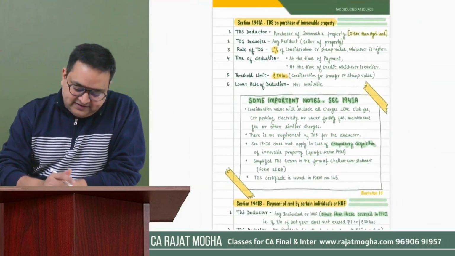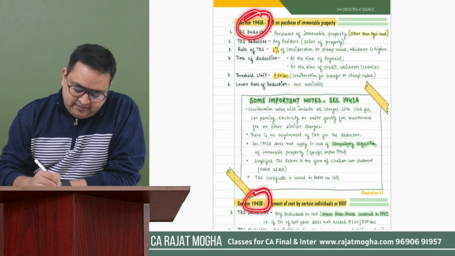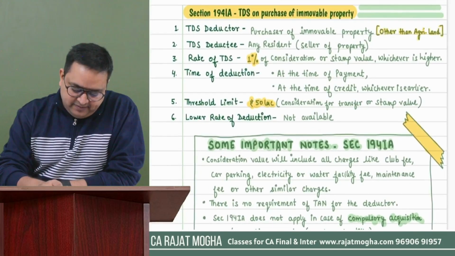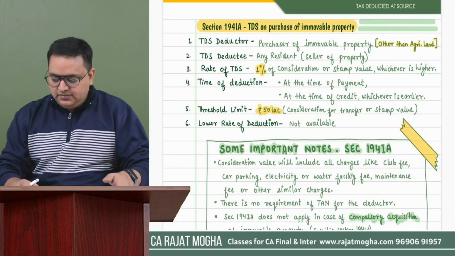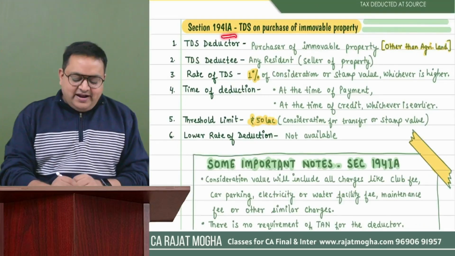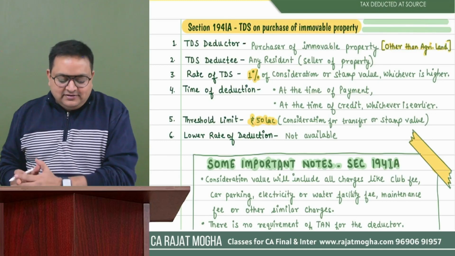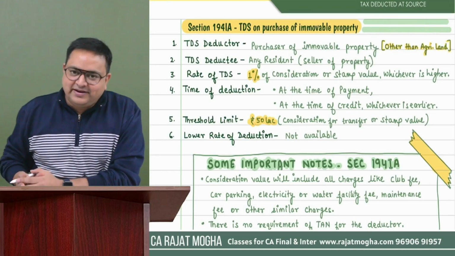Okay, there are some special sections: 194IA, 194IB, and 194M. Let me discuss these sections also. Section 194IA. It's a very special section and it's very easy also, important as well.